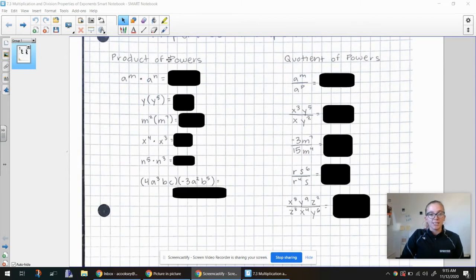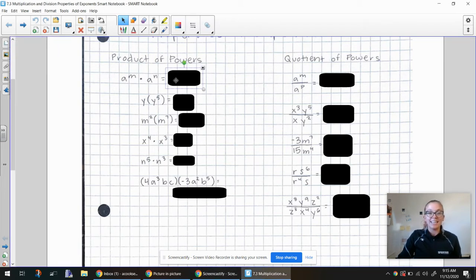The reason we call it the product of powers is because we are multiplying two terms that have the same base and both have exponents. So here, a to the m times a to the n. The important thing to realize is that these have the same base. This rule does not work if your exponents have two different bases. So if this was a to the m and b to the n, this rule would not work. You have to have the same base. So when I'm multiplying a to the m times a to the n, I'm going to add my exponents together. So a to the m times a to the n is equal to a to the m plus n.